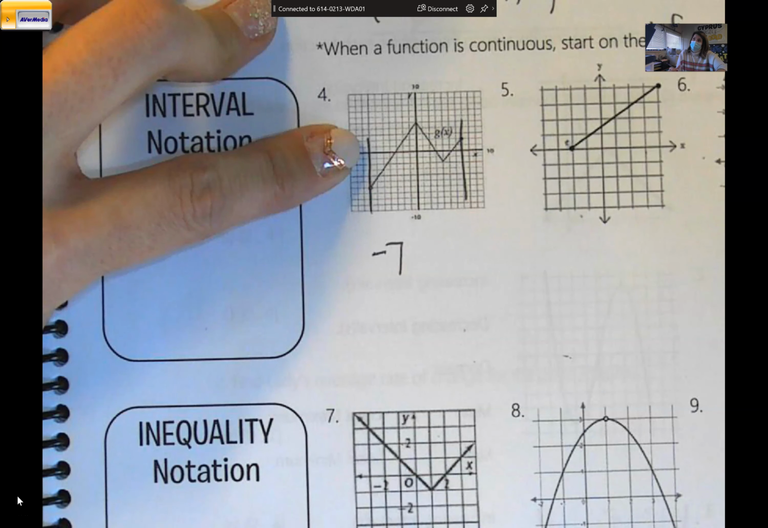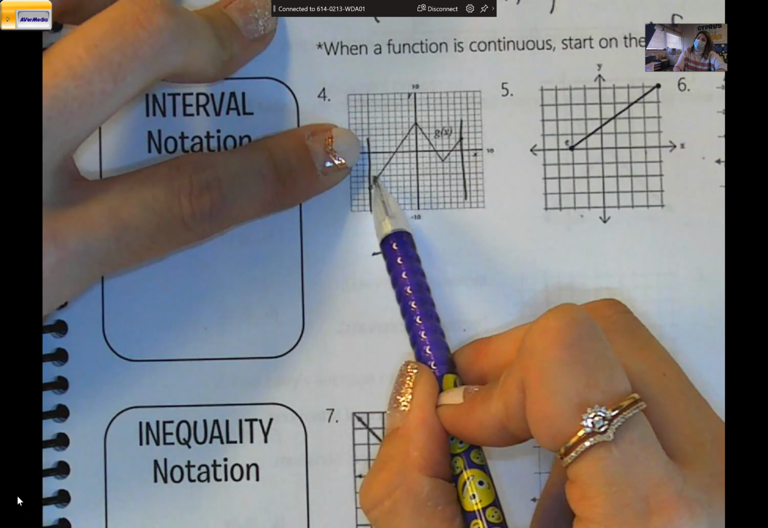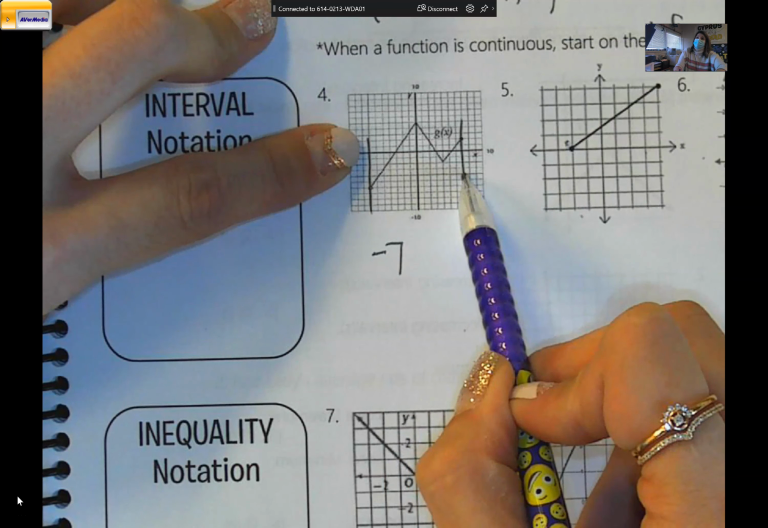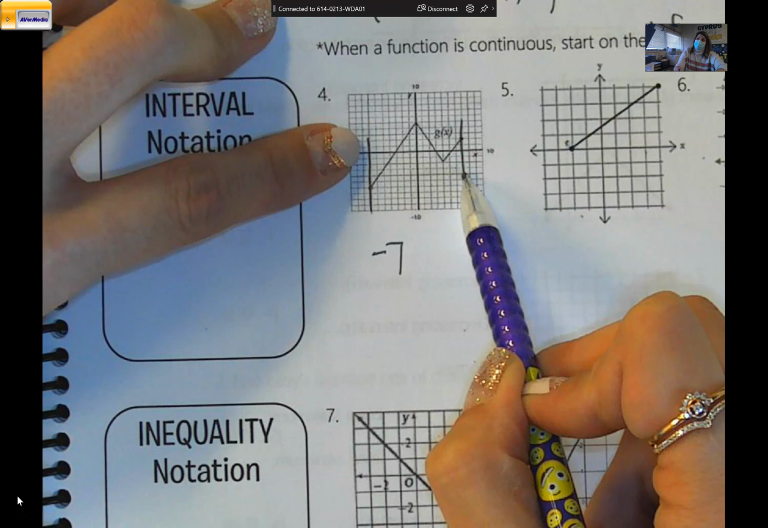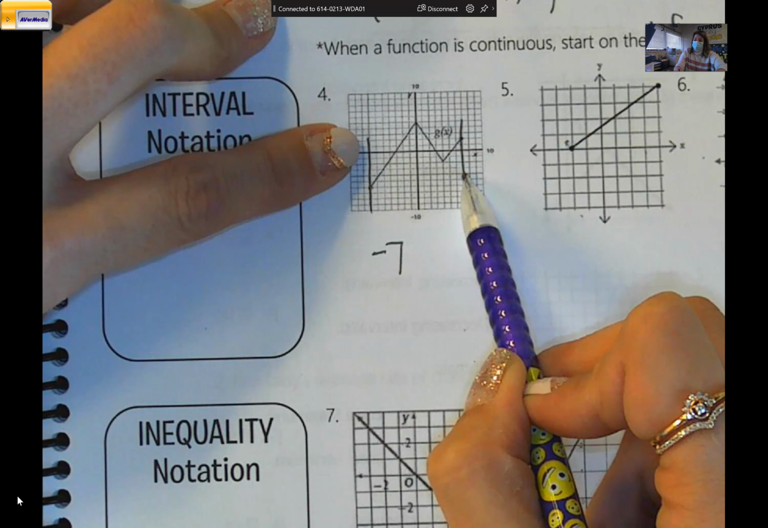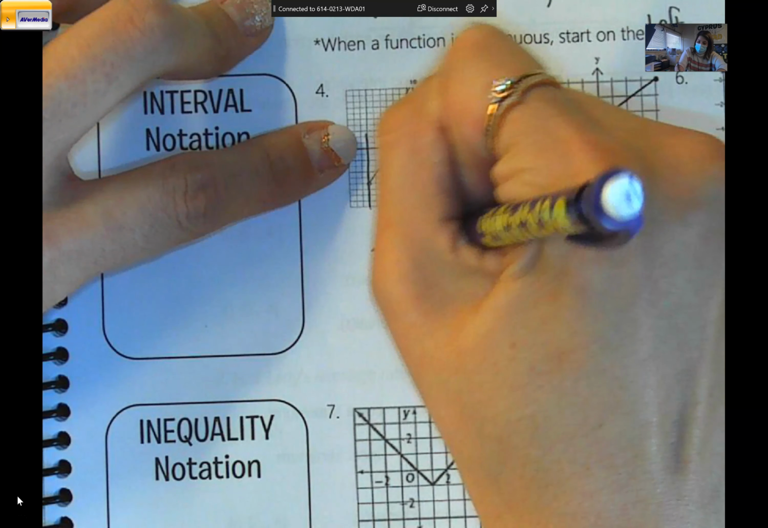-7. Then we can be any number from -7 all the way over to whatever this X value is. What's this X value? +7? Are you sure? Comma, +7.